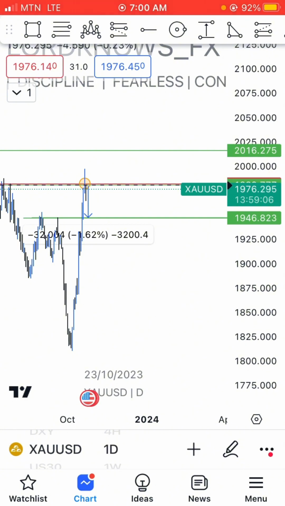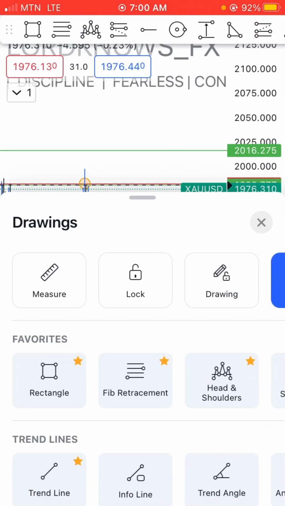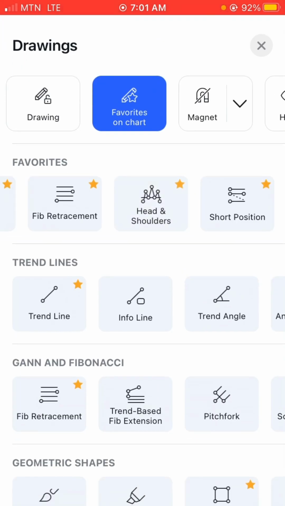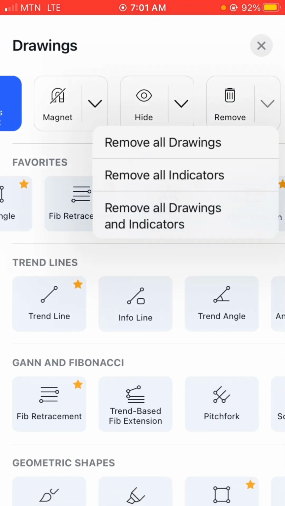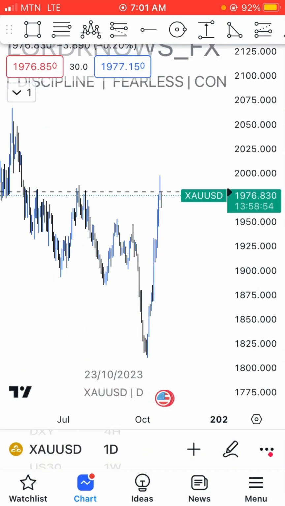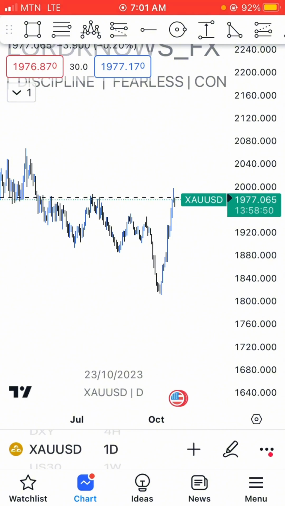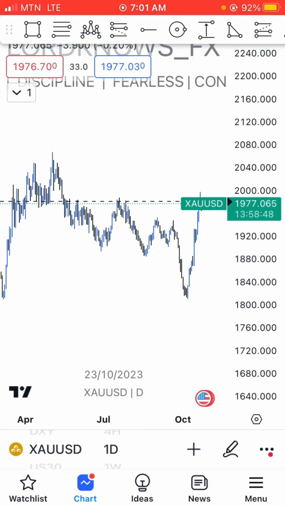So let me clear this chart so that we'll have a raw chart. You come to remove. Then if you want to clear all the chart, you can remove all drawings. So you see now we have raw data. So I'll start with the daily time frame. Then we'll narrow down to 4 hour or 1 hour.